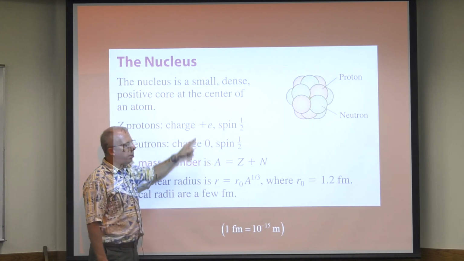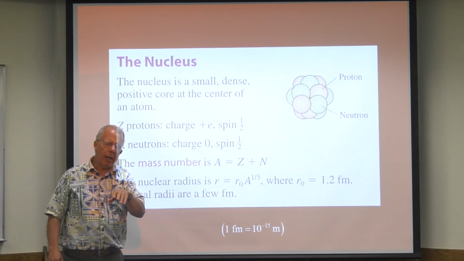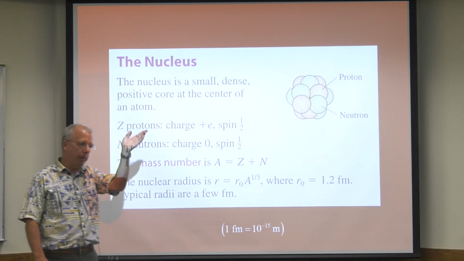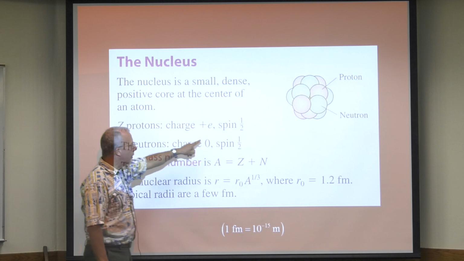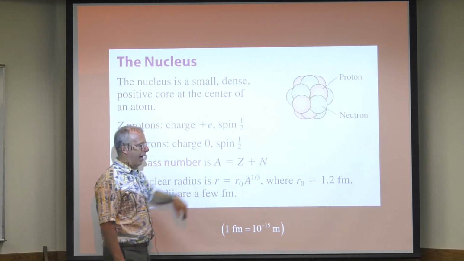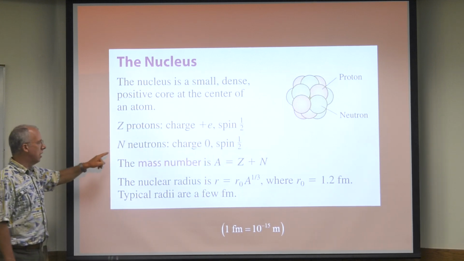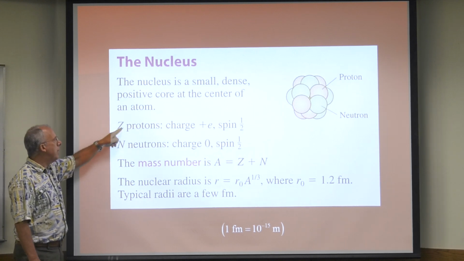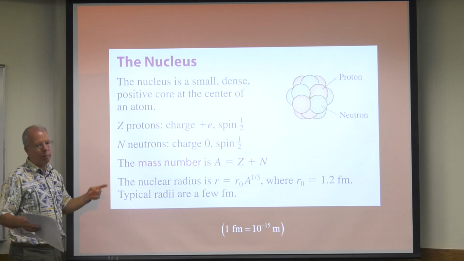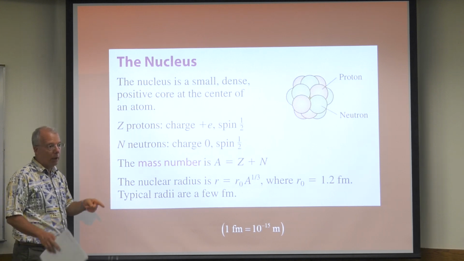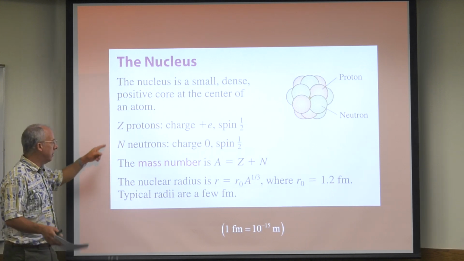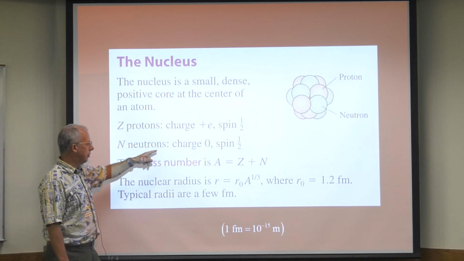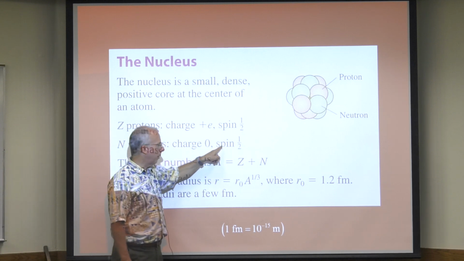It has charge plus e. The electron has charge minus e. The proton has charge plus e, and you can look up e in your book. And it has angular momentum a half. We call it spin a half. The number of neutrons is uppercase N. They couldn't use P for the number of protons because P is pressure. Uppercase P is pressure, lowercase p is momentum. So whatever reason, they use Z. Right? So uppercase N, number of neutrons. What's a neutron? It has charge 0, angular momentum, or spin, a half.